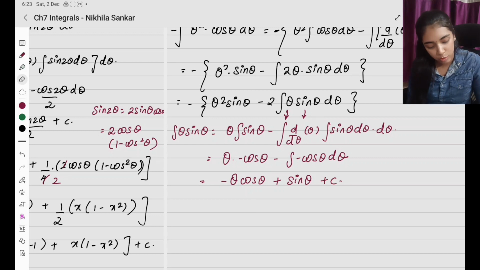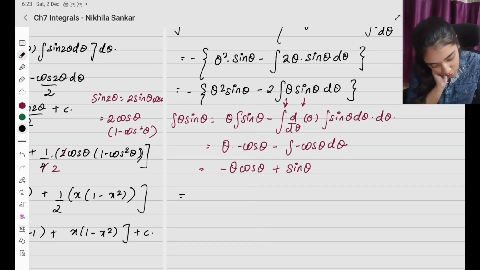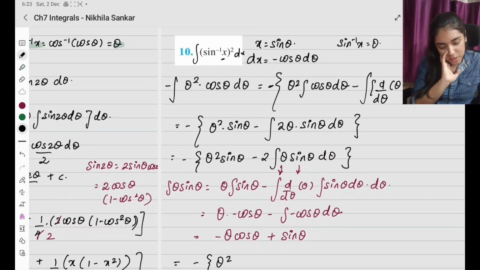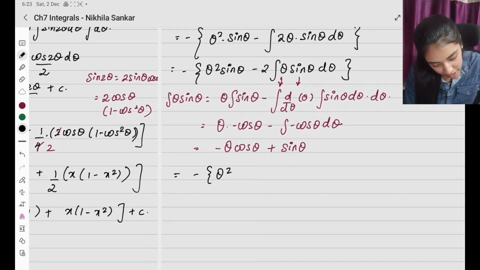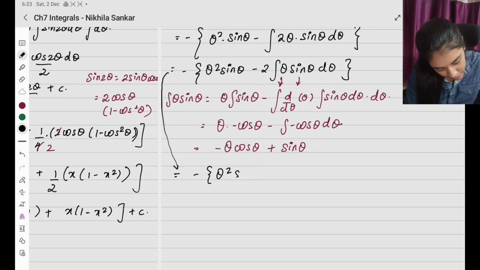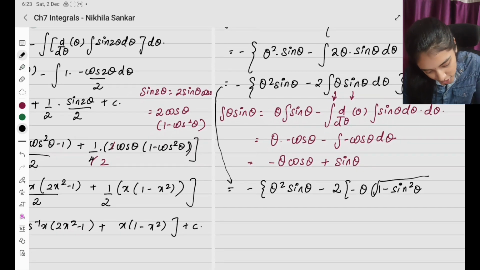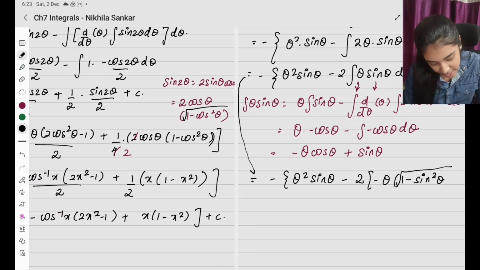This plus c we can put at the end, not now. So how does my integral look? Final answer looks like I have minus theta square. We need the answer in terms of sin, right? So what do you have from here? Minus theta square sin theta minus 2 times whatever you just got. So minus theta cos theta, how can we write it? Square root of 1 minus sin square theta, right? 1 minus sin square theta inside the root. Also here it's 1 minus cos square theta inside the root, remember.